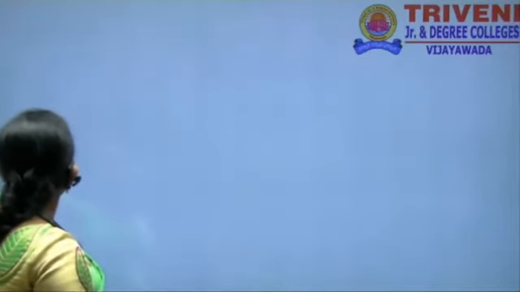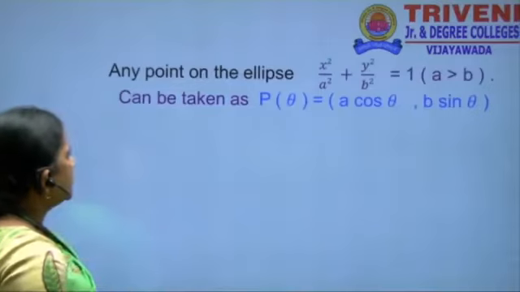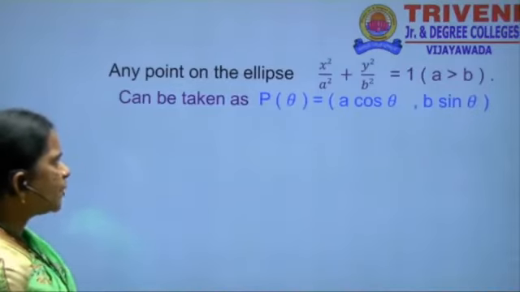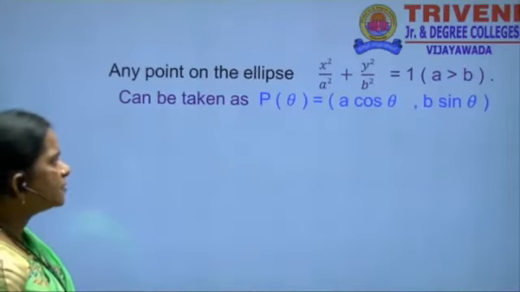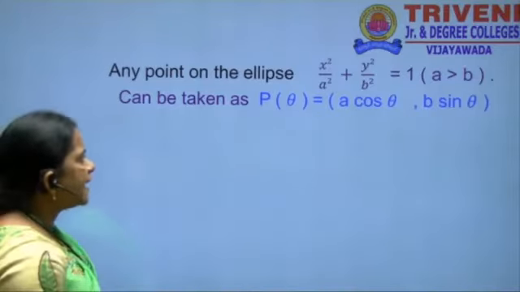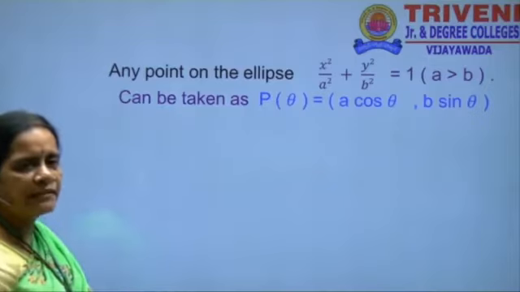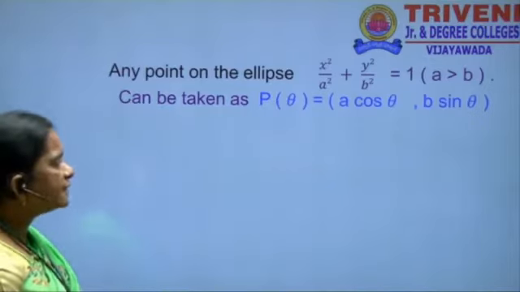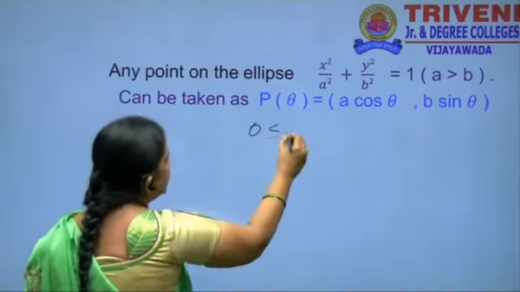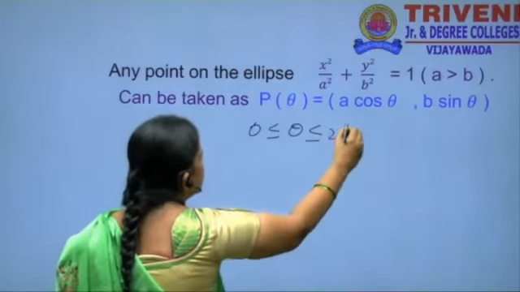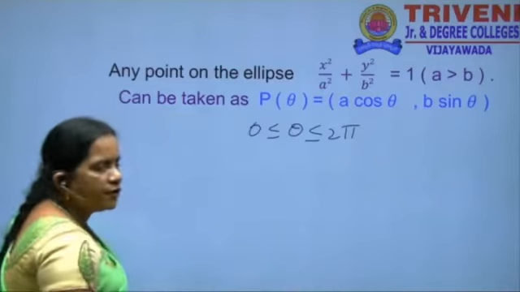Okay. And then the next note point: x square by a square plus y square by b square is equal to 1 and a greater than b. Then P of theta can be taken as a cos theta comma b sin theta. Here theta lies between 0 to 2 pi.